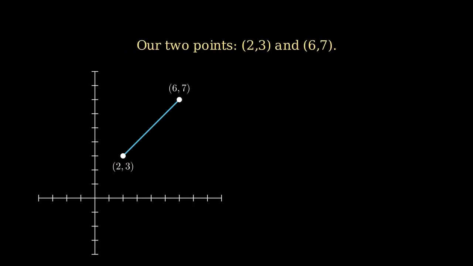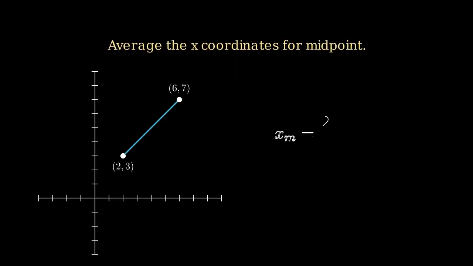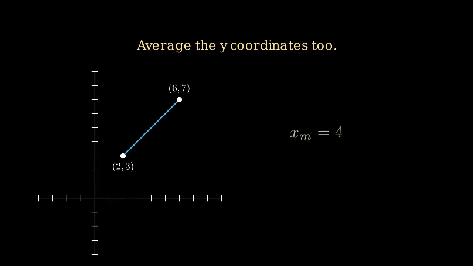Here are our 2 points, (2, 3) and (6, 7). To find the midpoint, average the x coordinates first. 2 plus 6 divided by 2 equals 4. Now average the y coordinates. 3 plus 7 divided by 2 equals 5. So the midpoint is (4, 5), plotted right between the two original points.